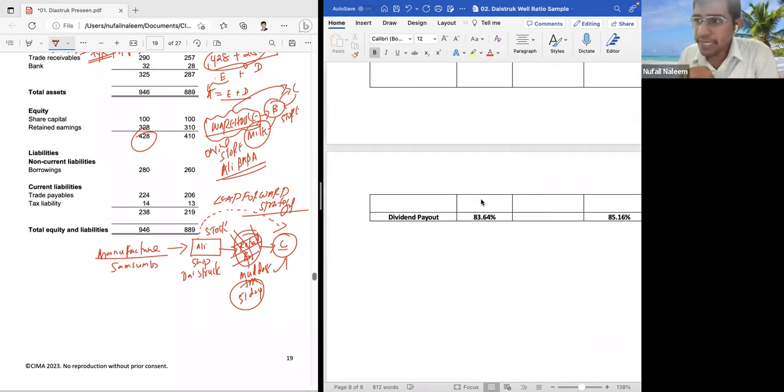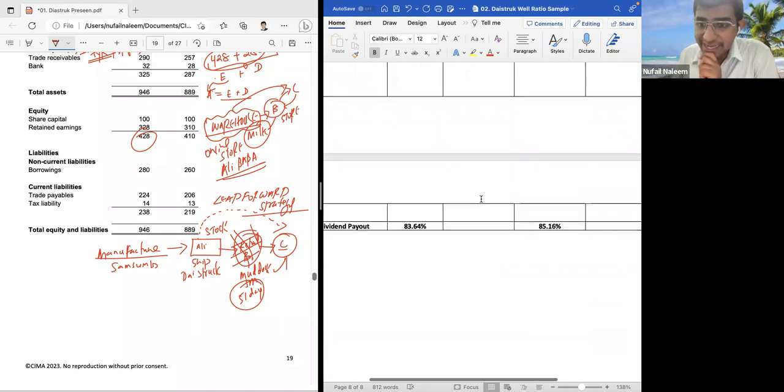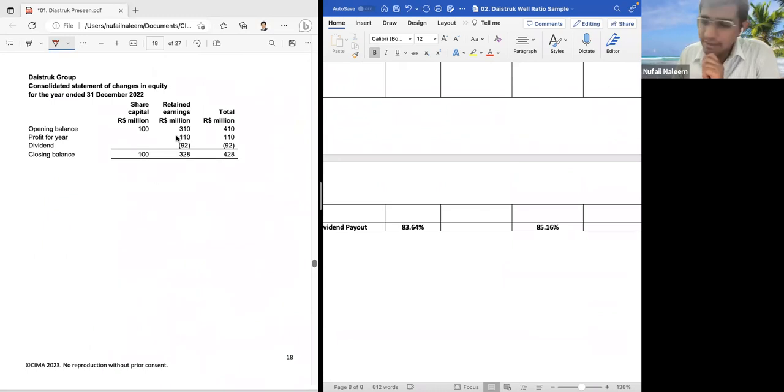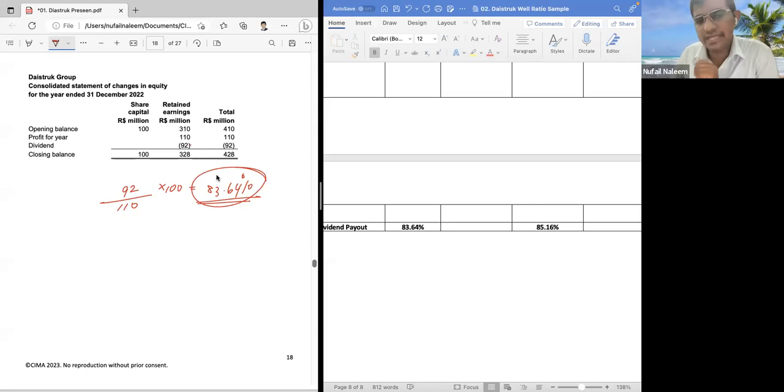And coming to the dividend payout, students, 83, 85, almost similar. How did I calculate the dividend payout? The profit for the year is 110. Of that profit, the dividend was 92, into 100, gives 83.64%. Can I get a confirmation from you if you understood the dividend payout ratio?